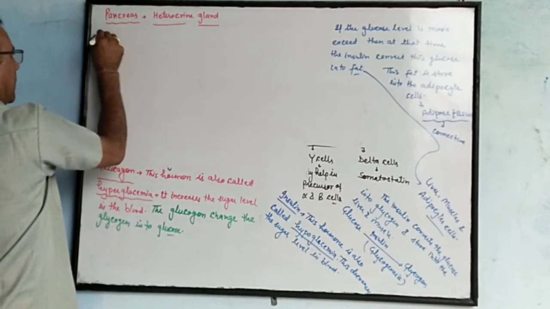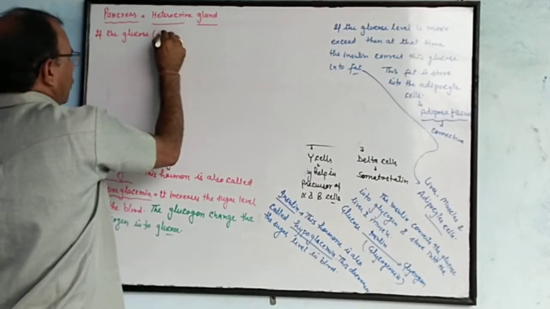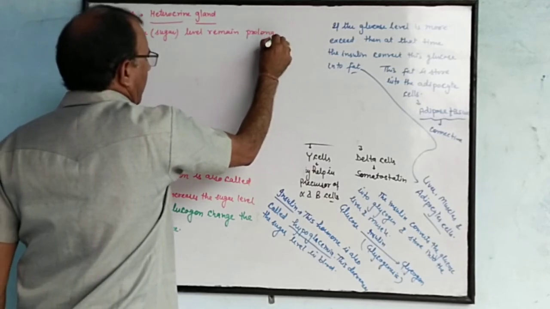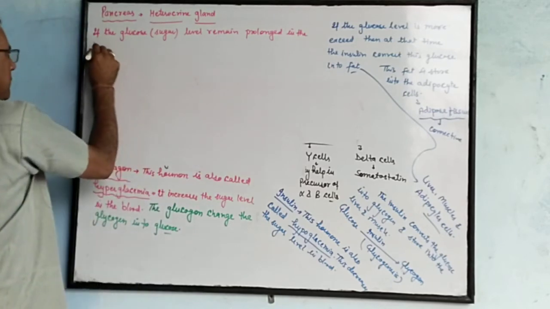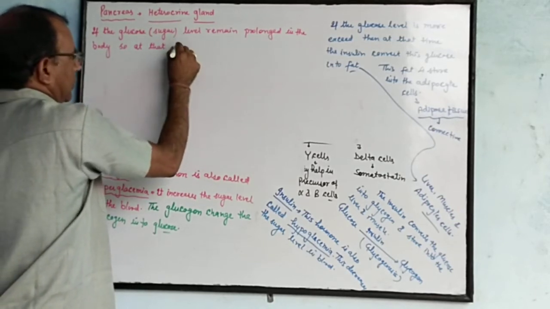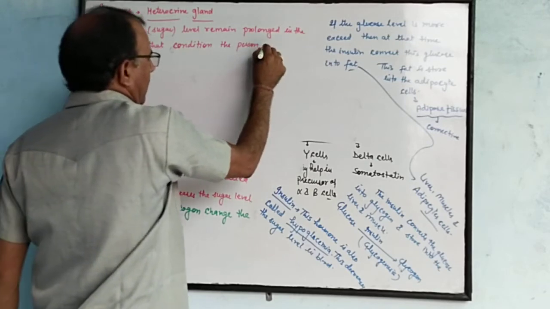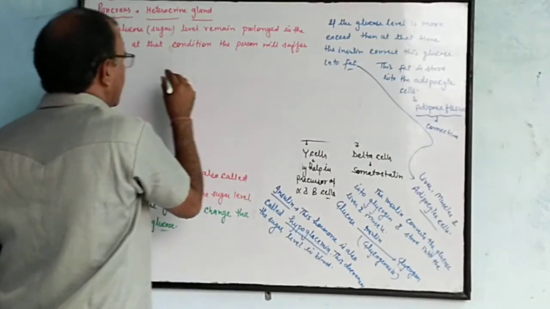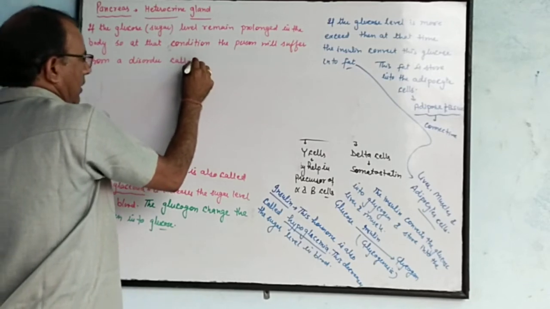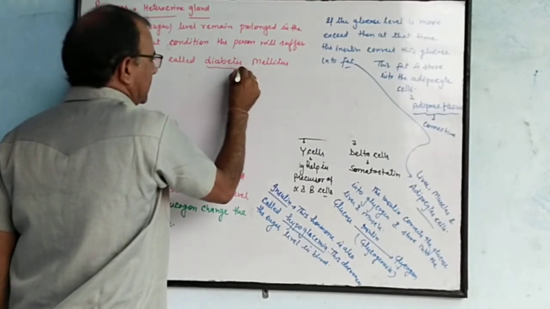If the glucose, or we can say blood sugar level, remains prolonged in the body, then at that condition the person will suffer from a disease or disorder called diabetes mellitus. It means the person is suffering from diabetes.